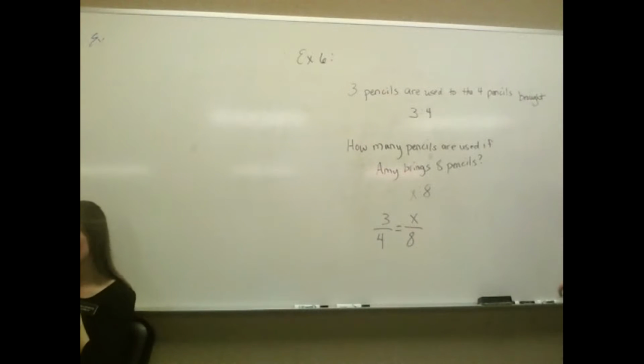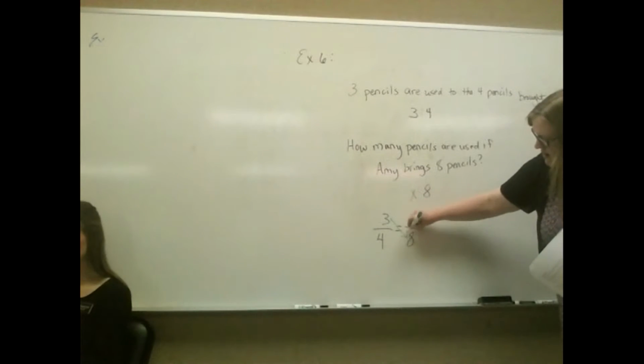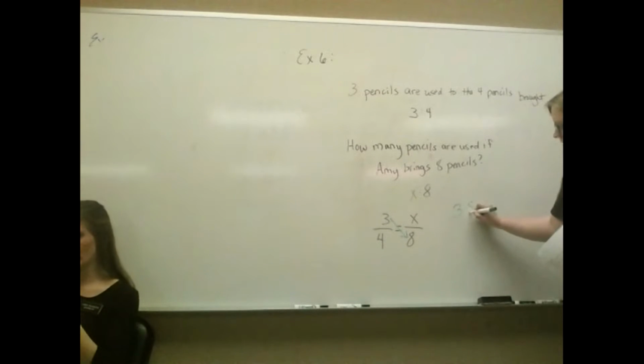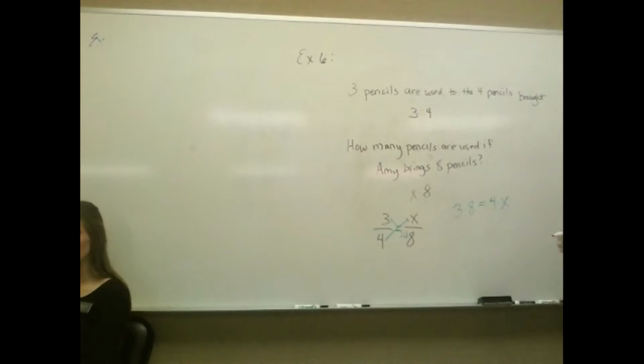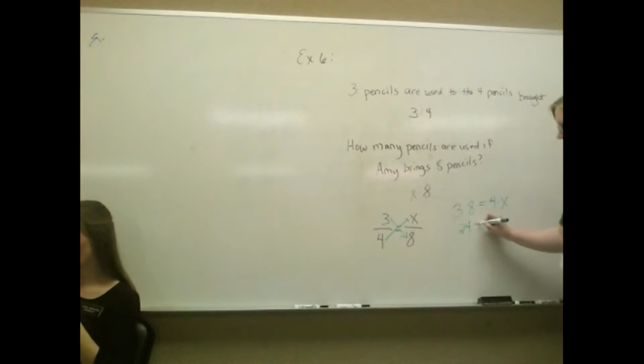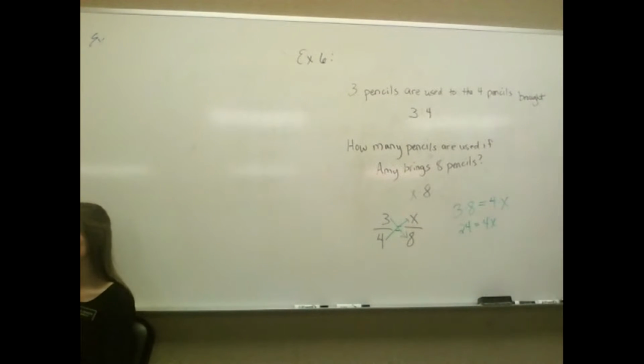All right, so now we cross multiply. 3 times 8 equals 4 times X. All right, 3 times 8 is 24. We have 24 equals 4X. We're going to divide both sides by 4 in order to get the X by itself. So that means that 6 equals X.